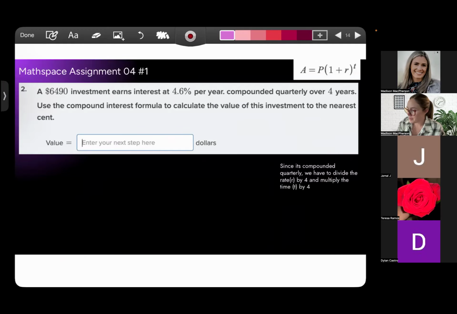This is actually math-based assignment number 2. I forgot to change that number there.